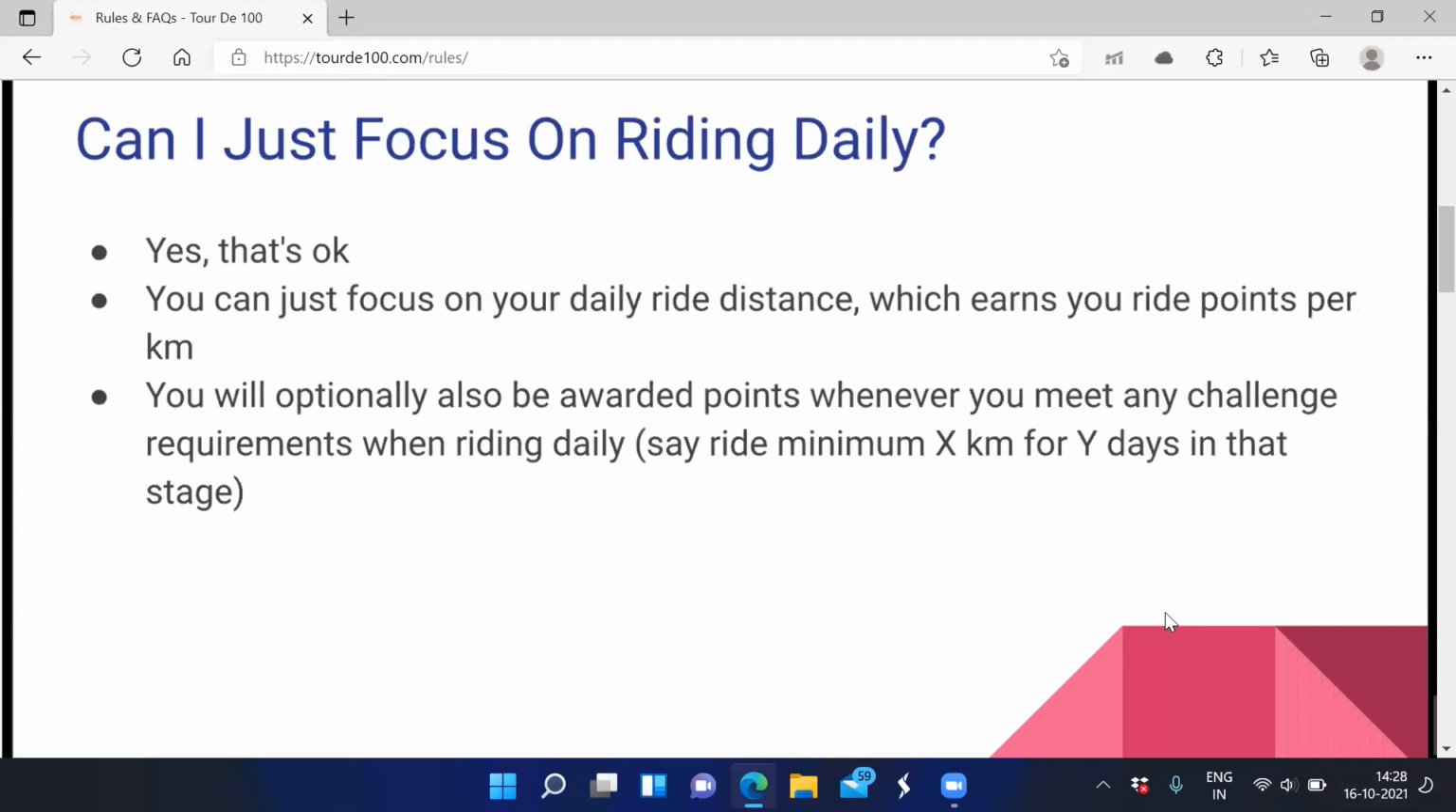Can I just focus on riding daily? Yes, that's okay. You can focus on riding daily, like x kilometers for y days. That's absolutely fine. The points will directly be added. You don't have to do anything to add those points. It will automatically be added. The only thing you have to keep in mind is that a minimum ride of 5 kilometers is important. A ride less than 5 kilometers won't be counted. Okay.